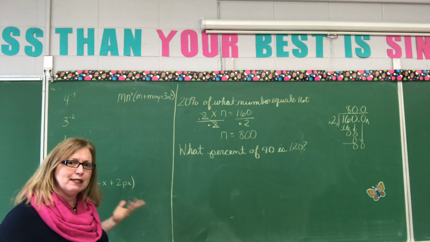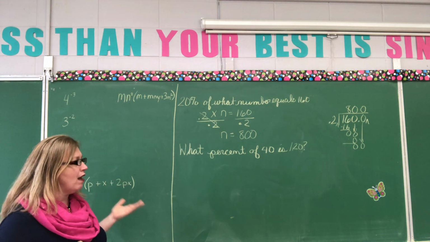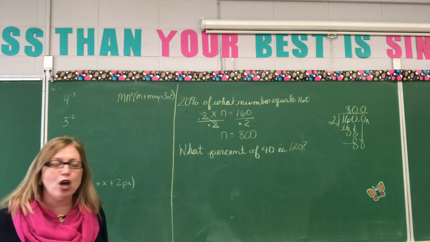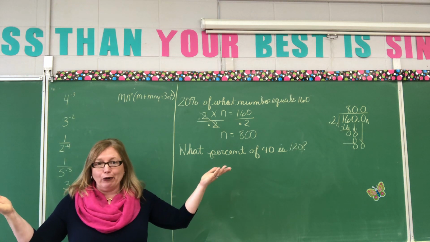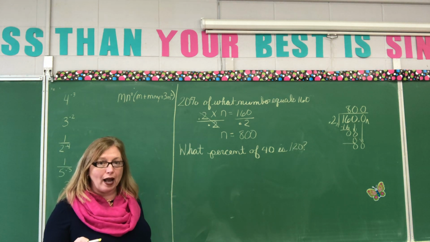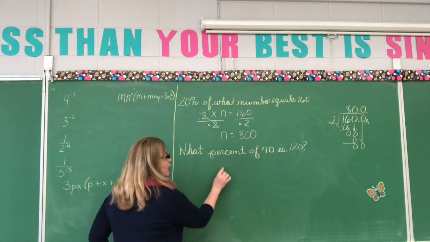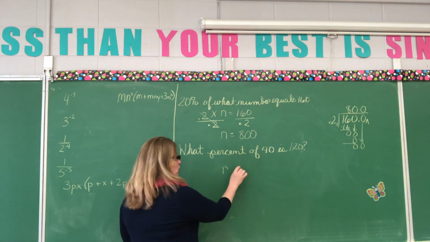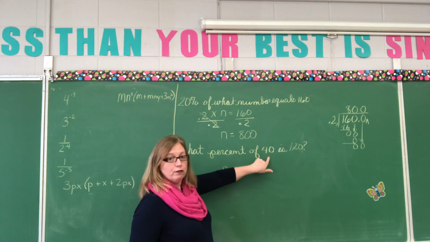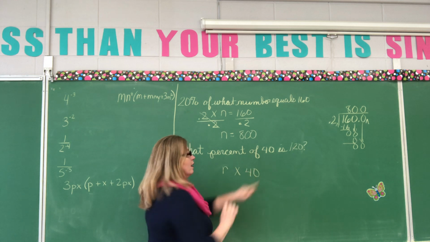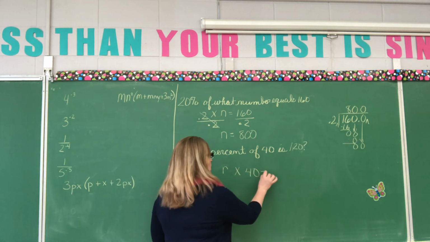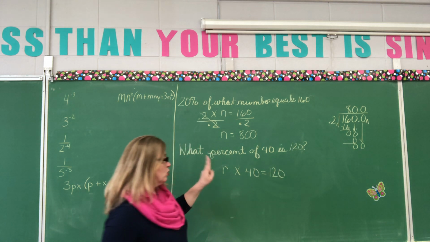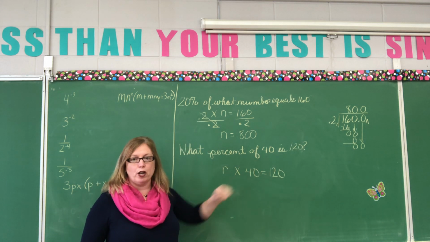This time our percent is missing. So what percent of 40 is 120? Guys, fill in what you know. What percent? I don't know what percent, but we're going to call percents what? Rates. Okay, so we're going to say the rate, the word of means to multiply. That's the next thing I'm going to write. Of 40, so write the 40. Is means equals 120. So the rate times 40 equals 120.